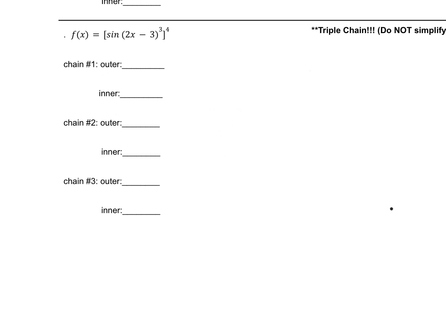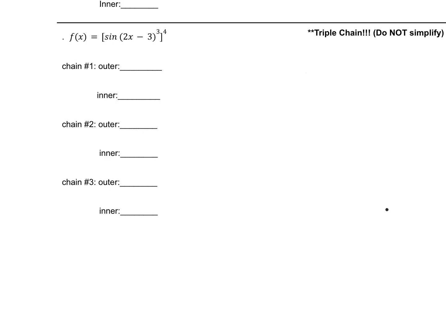Okay, last one, calculus. Let's count the number of functions. I see something to the 4th. I see something to the 3rd. I see a trig function sine, and I see a linear function. So we have 4 functions. The number of chains is always 1 less than the number of functions, so that means we have 3 chains.